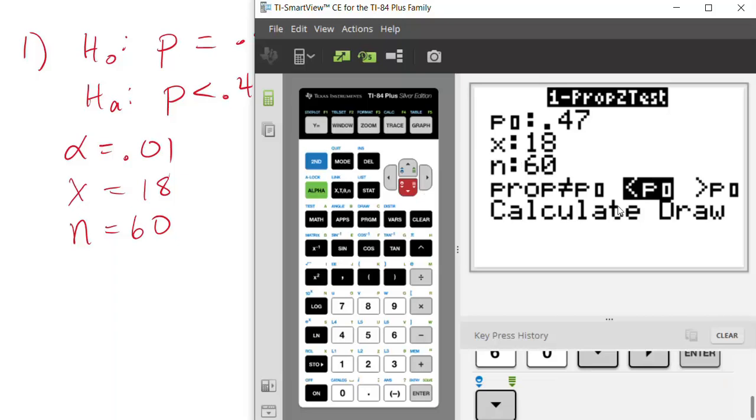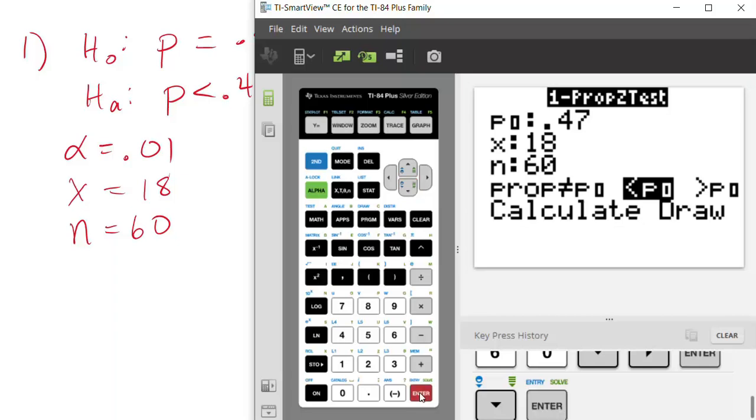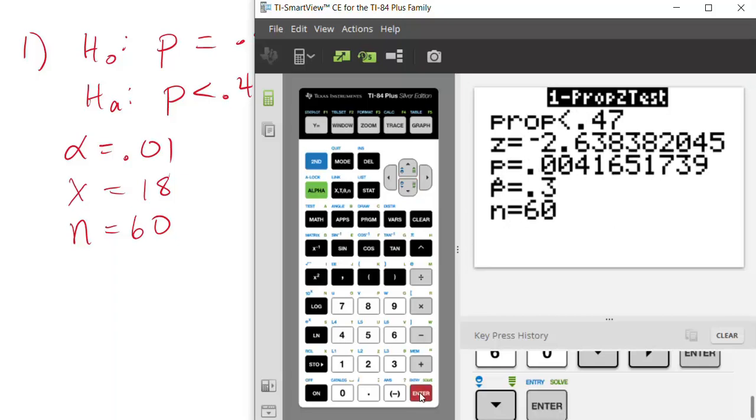And now you have the option to calculate or draw. If you draw, you'll see the normal approximation to the binomial distribution and how the calculator found the area under the curve. We're just going to use the calculate option. Hit enter on calculate, and you'll get this massive output screen.